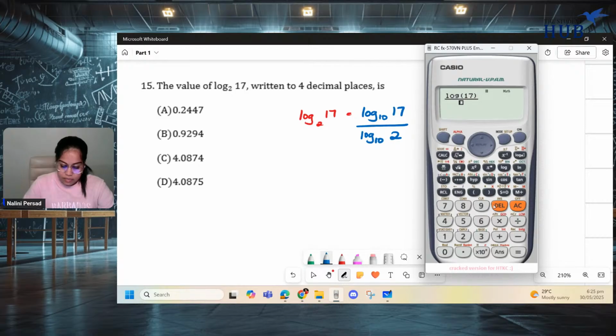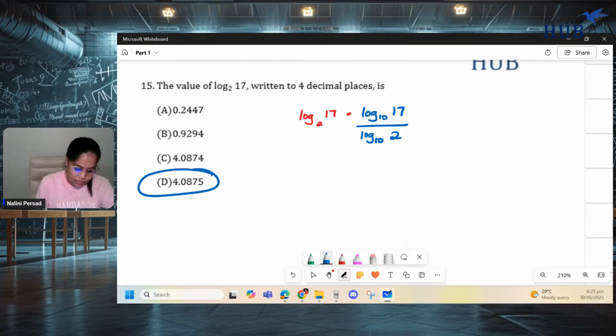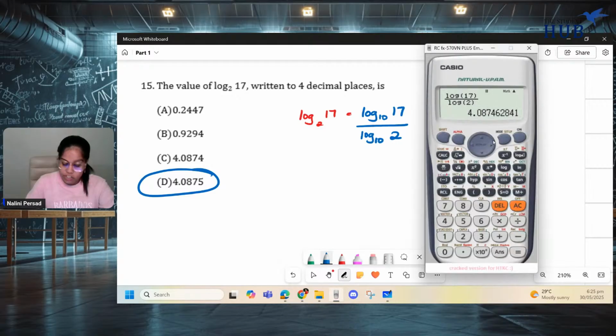Log of 17 divided by log of 2. To 4 decimal places, it's 4.0875, right? Because your 6 is greater than 5, so 4.0875. Not 4, 5. Right, so option D is correct.